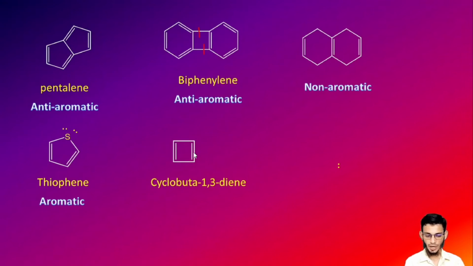2 and 2, 4 pi electrons. Okay, so it has 4n pi electrons. 4, 1. Okay, so 4 pi electrons. So it is anti-aromatic. It is flat. Okay, you know very well about it. But it doesn't follow the 4n plus 2 pi electrons rule, it has 4n pi electrons.